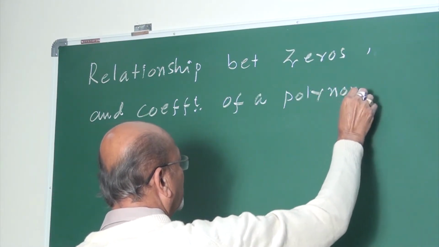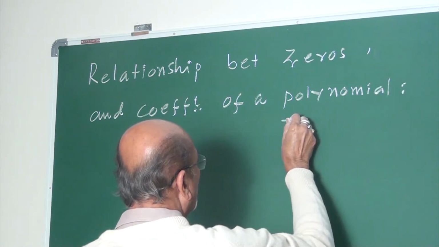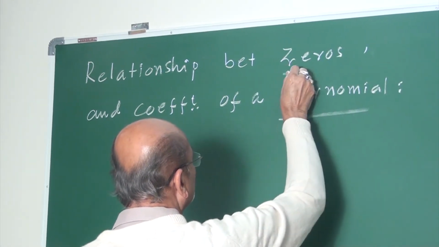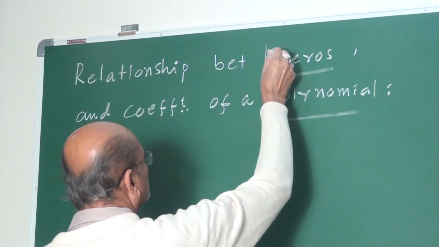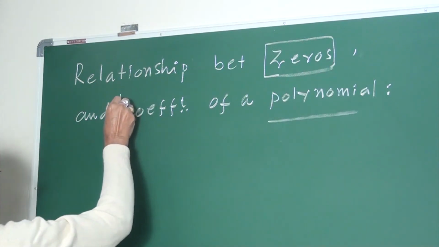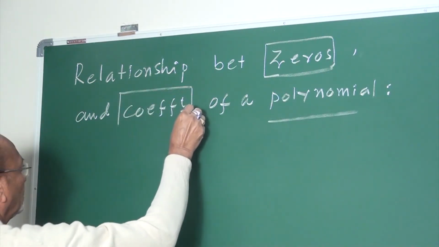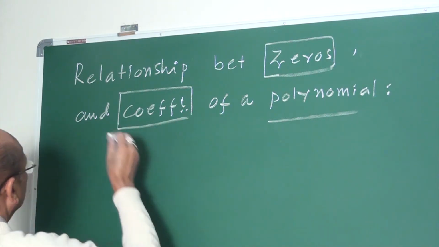My friends, it is another important concept in the case of polynomials. See, what is this? Relation between zeros and coefficients of a polynomial. This is the relation.